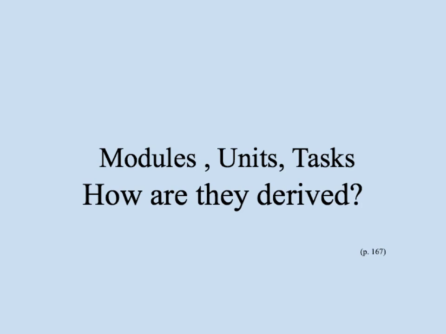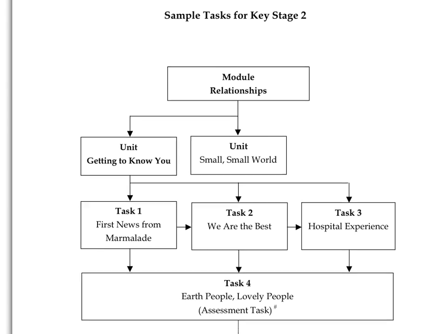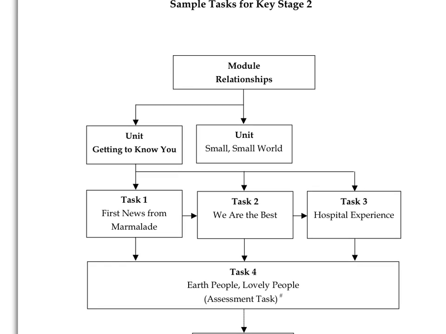At this point you might be wondering, so what about the modules, the units, the tasks themselves? So how are they derived? Now let's look at one example of a module. So if you look at this module, you will see that there are two units, Unit 1 and Unit 2, under the module Relationships. And if you look at the units, the first unit, Getting to Know You, there are 3 tasks.